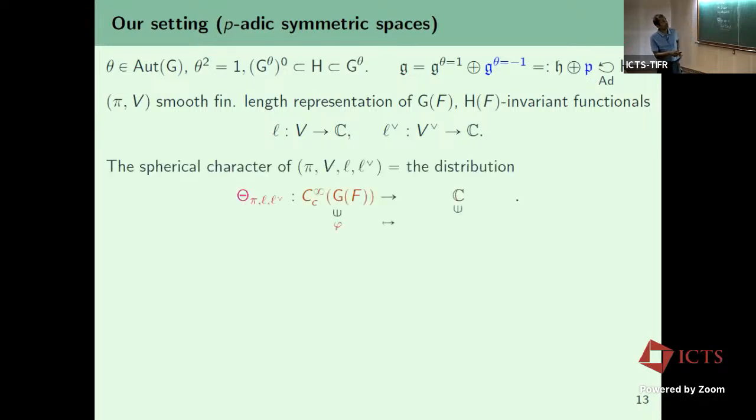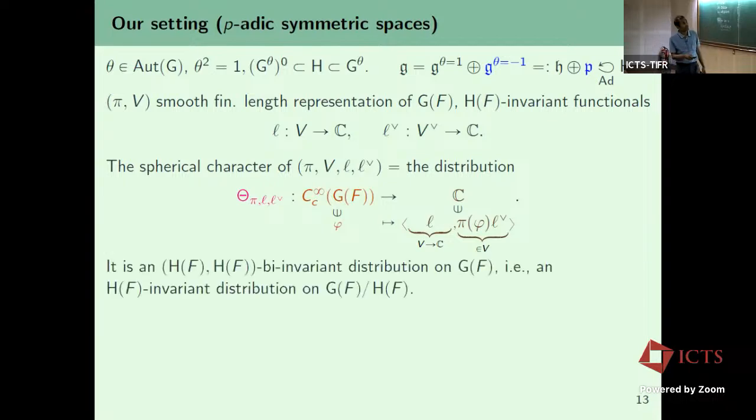And since I'm running out of time, let me just say that the earlier definition of the spherical character generalizes in an obvious manner. If you start with any representation and two H-invariant functionals, respectively on V and V check. Okay, so it is just like you are taking a matrix coefficient, except there is a small subtlety here. You are taking the linear dual here and not the smooth dual, but still this pairing makes sense because the presence of this φ actually mollifies ℓ check into a smooth element. It smoothens ℓ check.